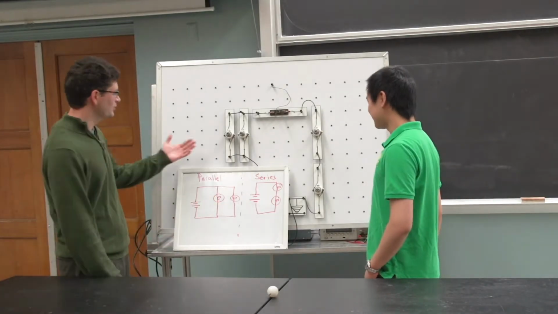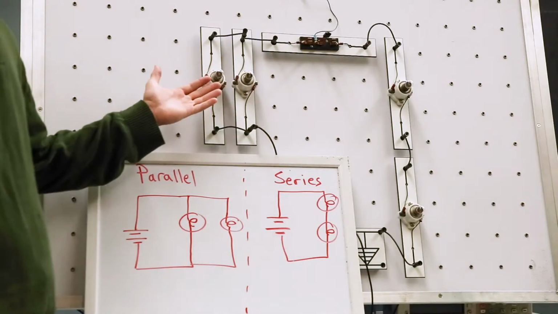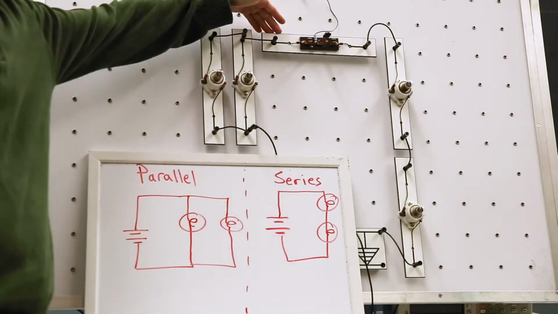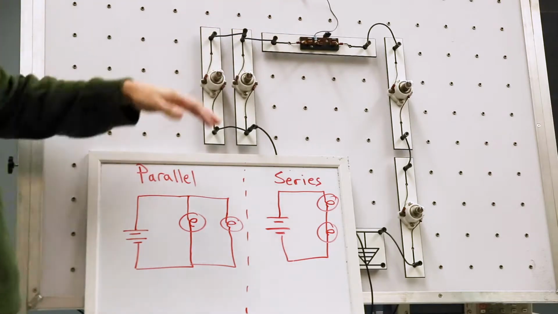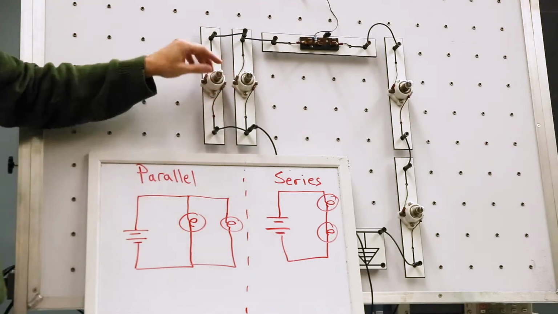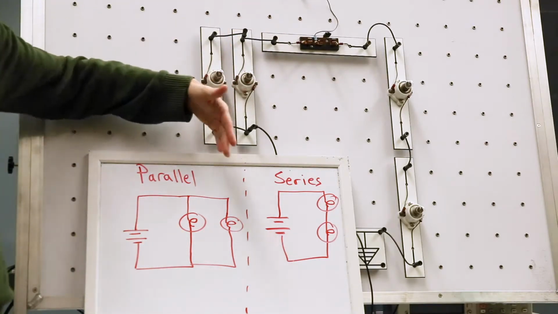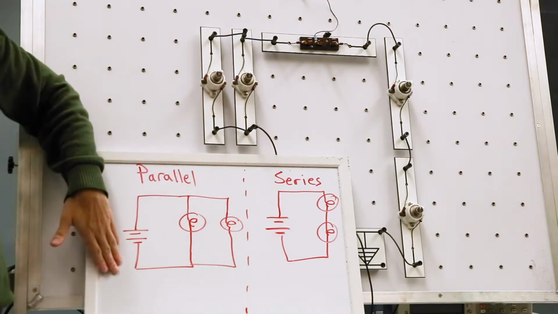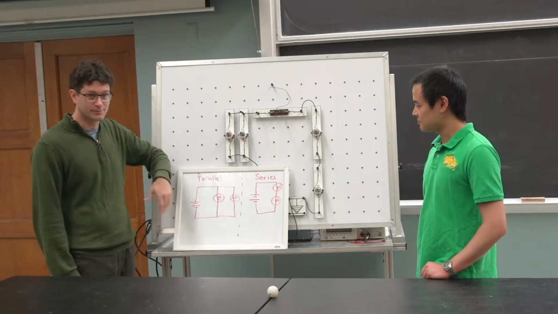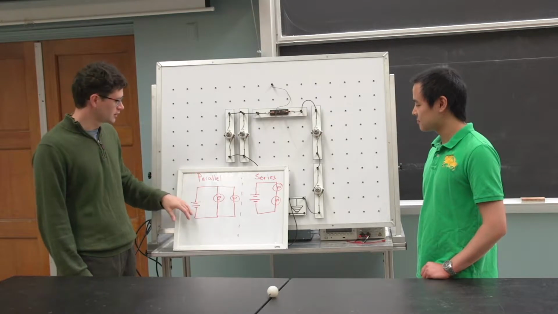Let's do some circuits. Great. Look at what I have here. On the left, I have two light bulbs connected to a 12 volt battery in parallel. So I drew the circuit diagram. In parallel, what it means is that both light bulbs are directly connected to the battery. So they're both going to get 12 volts because the battery is a constant source of voltage.